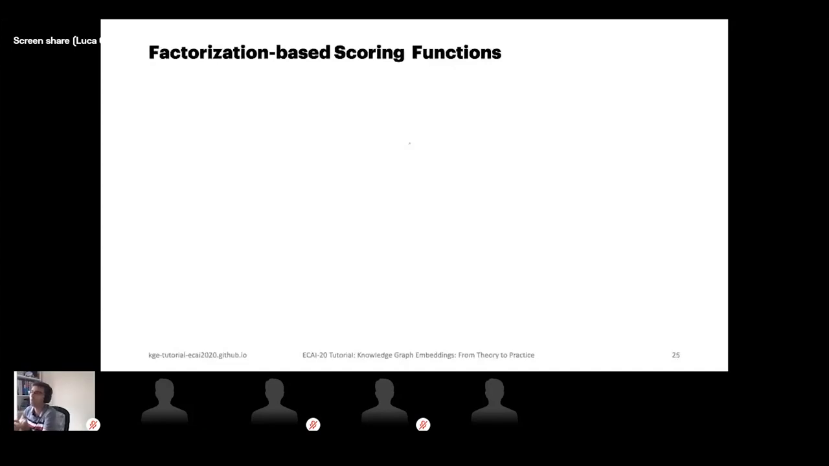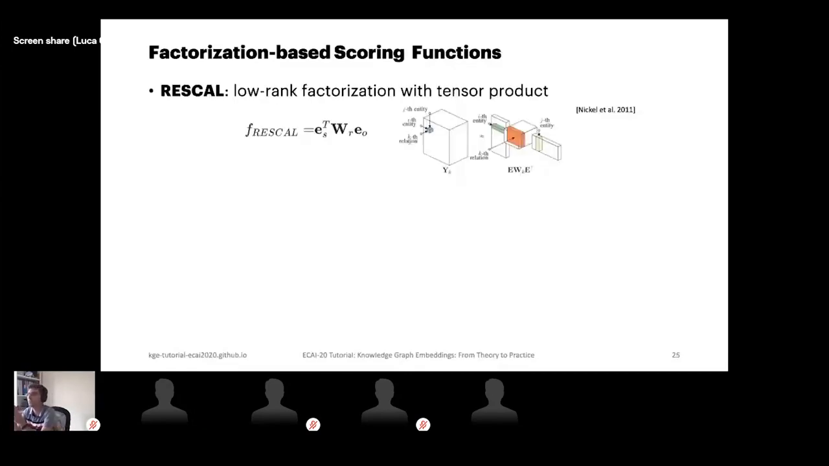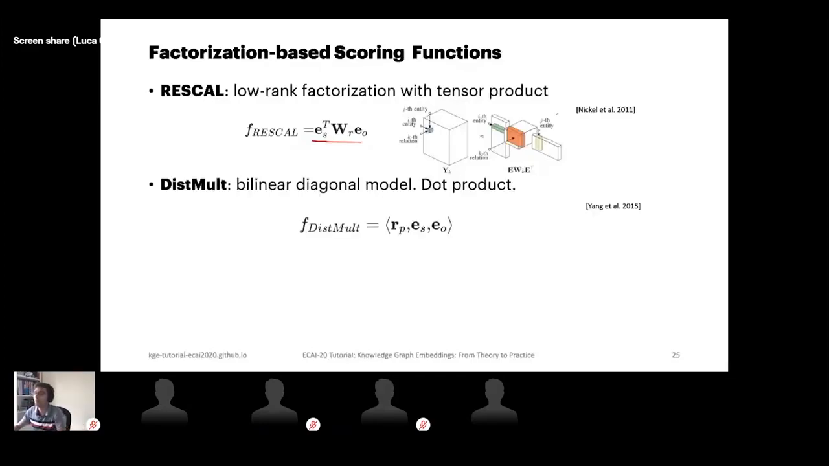But then there are other methods which are based on tensor factorization techniques. One of the earliest is definitely RESCAL, that carries out a low rank factorization with tensor product. And this was one of the early works that bootstrapped the community of knowledge graph embeddings. This one is also very, very popular. It's called DistMult. It's a bilinear diagonal model.